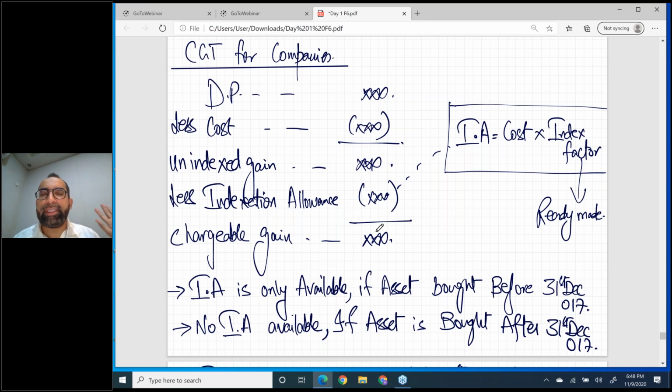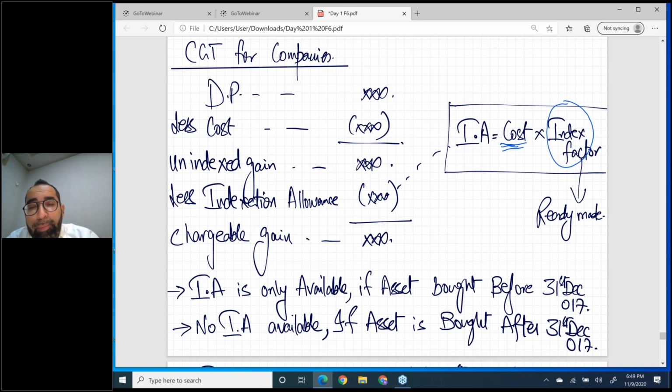This inflationary element will be removed through indexation allowance. Now the question is, how to calculate indexation allowance? The formula for indexation allowance is very simple. Cost multiplied by index factor.